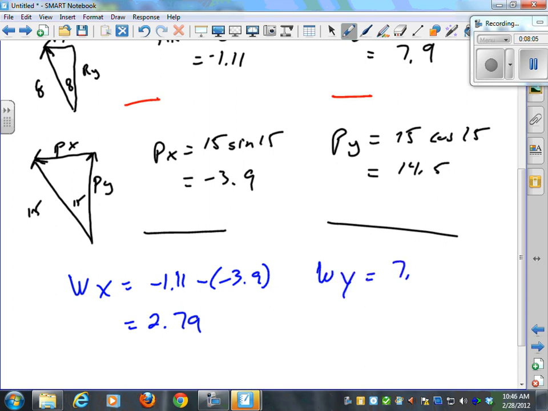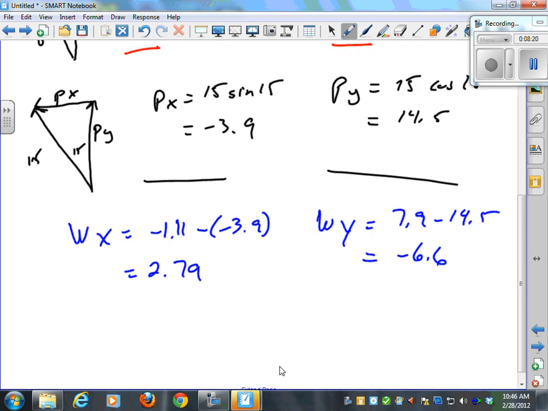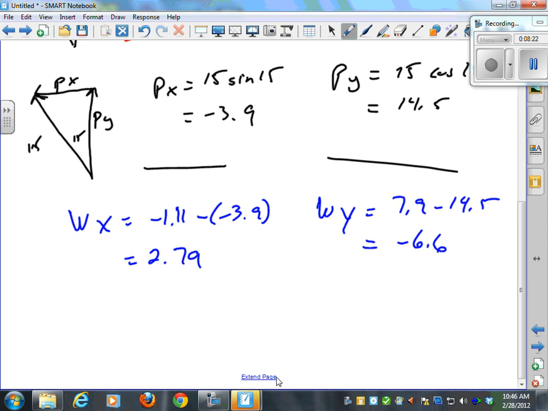Wind Y is going to be 7.9 minus 14.5. Minus 6.6. And now you've got to do the Pythagoras part, Quinn, right? To put them back together. It's like Humpty Dumpty.